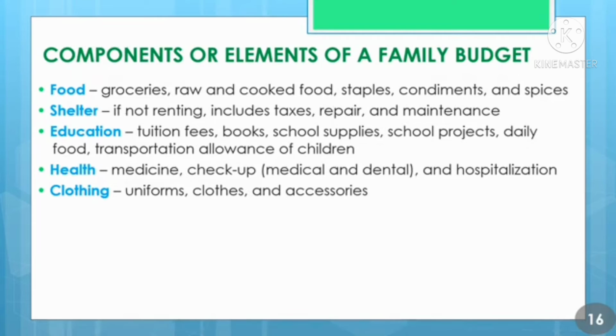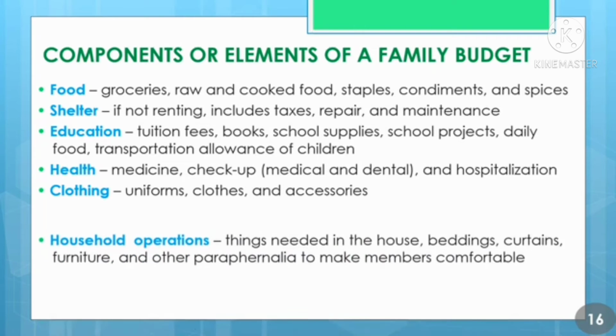Health needs of family members or the individual, in terms of periodic medical and dental examination, hospitalization, and medicines, should always be set aside, whether this is spent or not within a given period. This can be accumulated and set aside as savings to meet emergencies in the future.